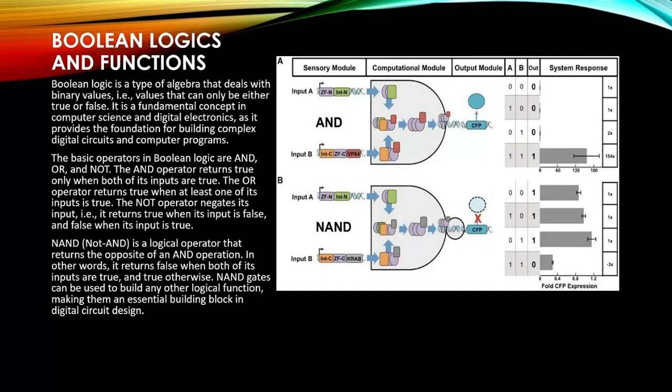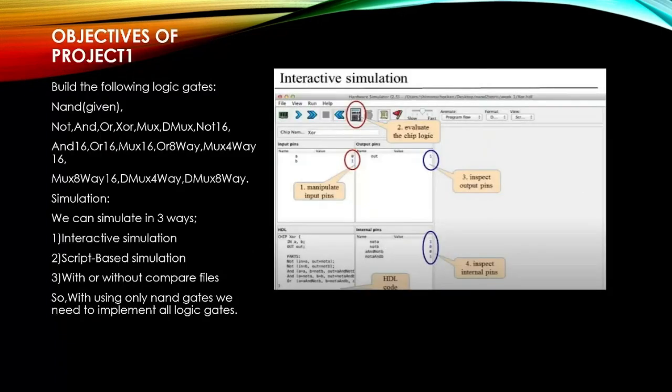NAND, which is the title of our course. NAND is a combination of NOT and AND gate. It is a logic operator which returns false only when both the inputs are true. Next, the objectives of Project 1. Build the following logic gates like NAND, NOT, OR, etc. by using the code which they have already provided in the toolbox.